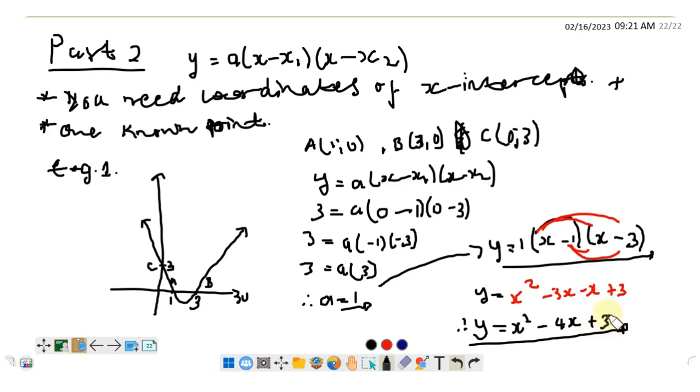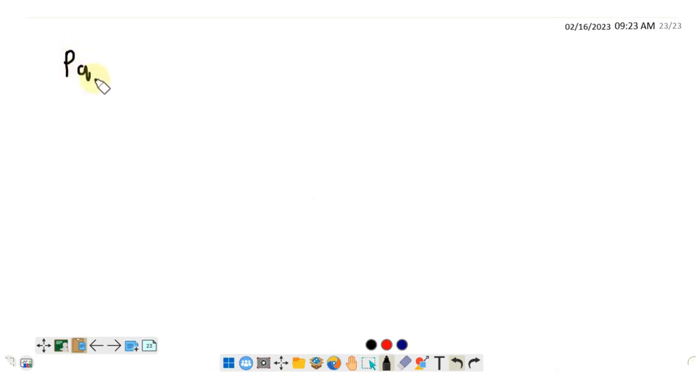So from here we can see the y-intercept is 3. When x is 0, y is 3. That corresponds on the graph. When x is 0, y is 3. That is correct. So this is how you solve part 2, guys. You need the coordinates of the x-intercept and one extra point on the graph for you to find a. After finding a, then you write the equation. This is part 2. So let us move to the last part, part 3.